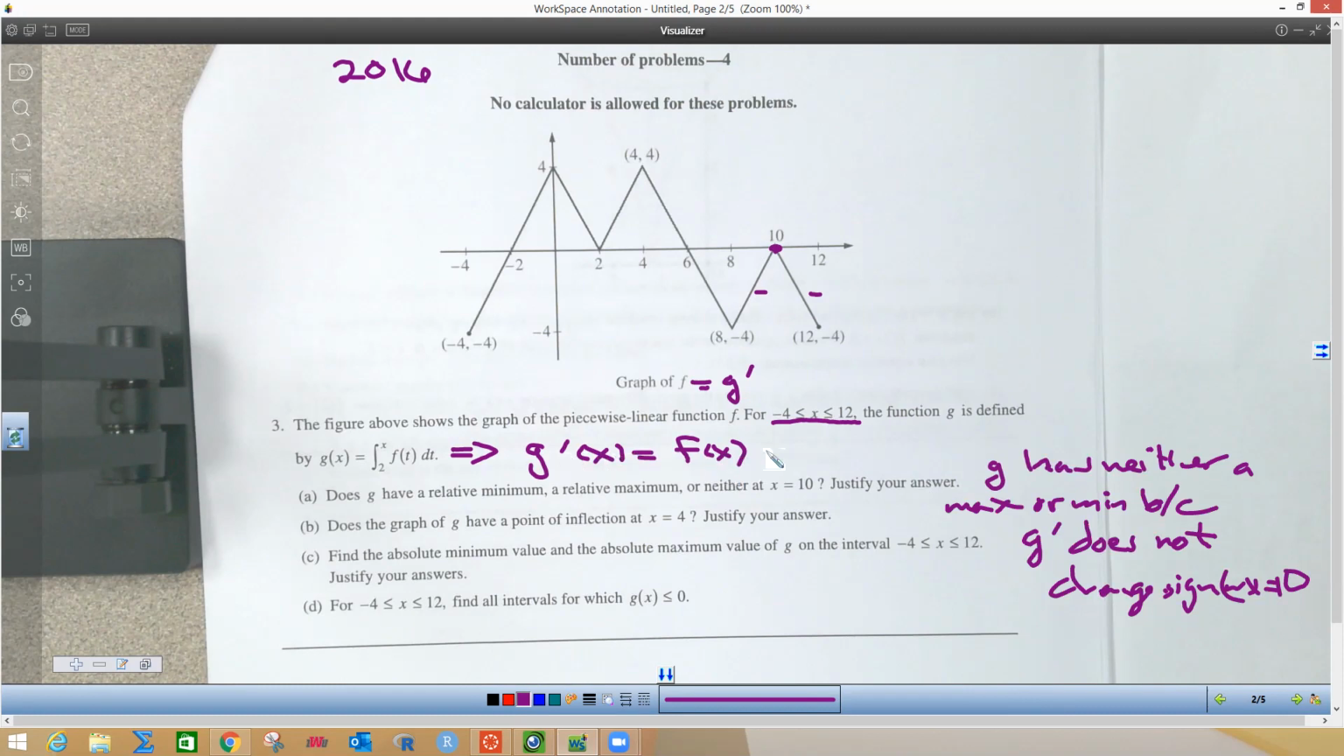By the way, on this particular problem, you get 1 point just for writing this. So please don't forget to do this. It doesn't always give you a point, but that is a super easy point if you see this x in the top. Okay, going on to part B.